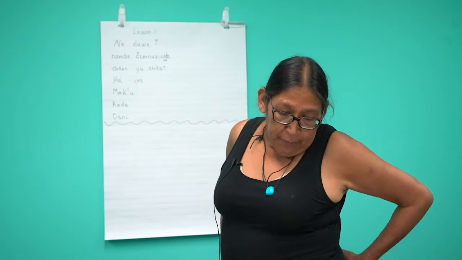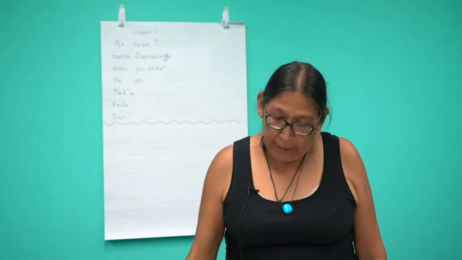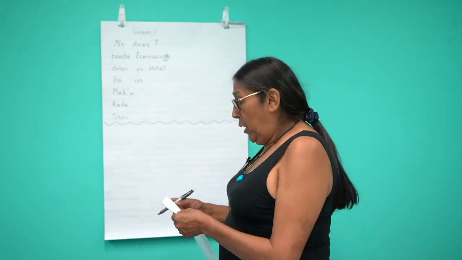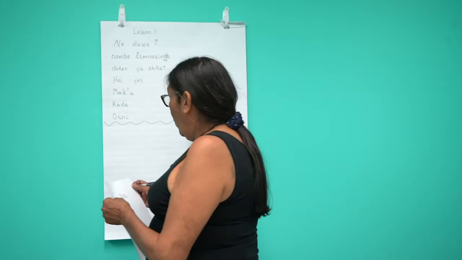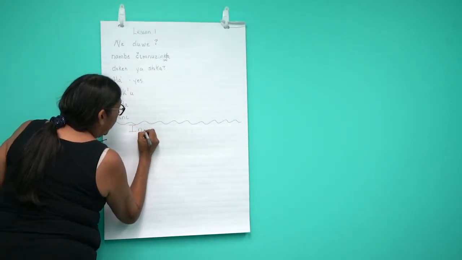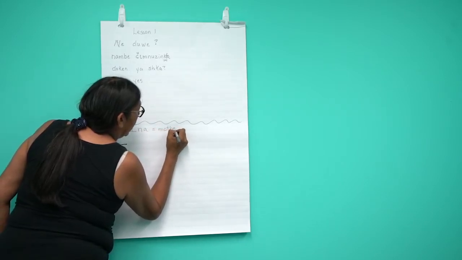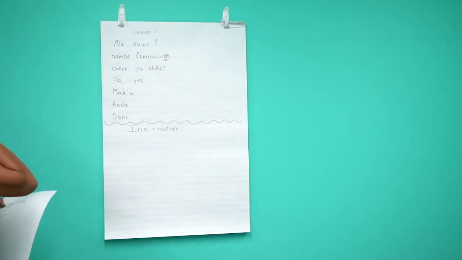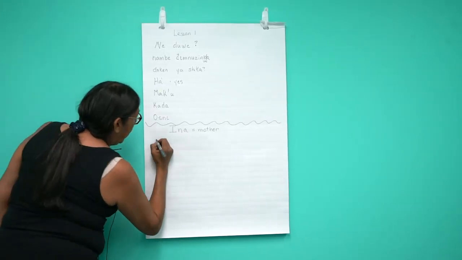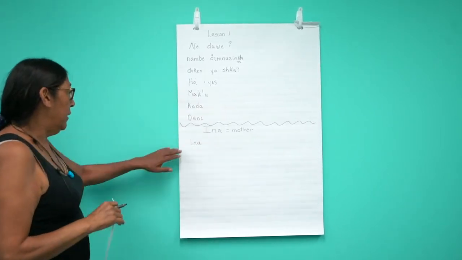Let's conjugate some verbs here. These verbs are simple. They will always be conjugated in this manner, as long as you have your root word. We're going to do mother today. One of the words we're going to do today is mother. Ina. Ina. My mother. Ina. My mother.